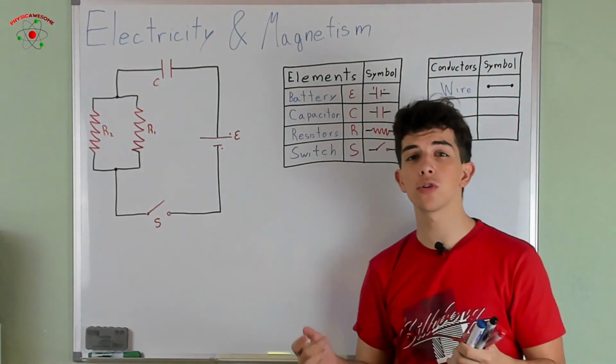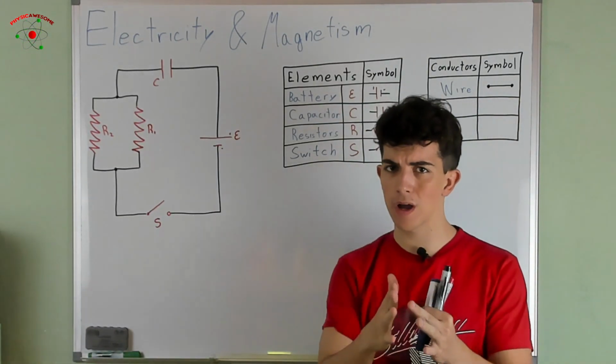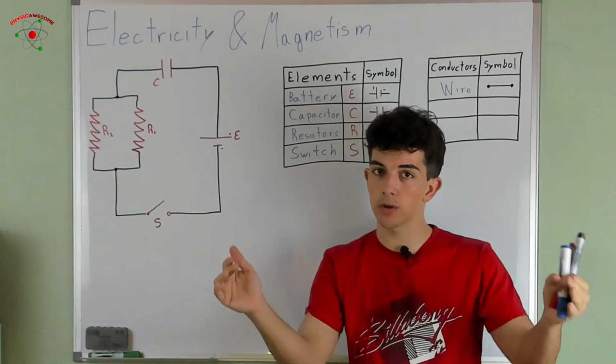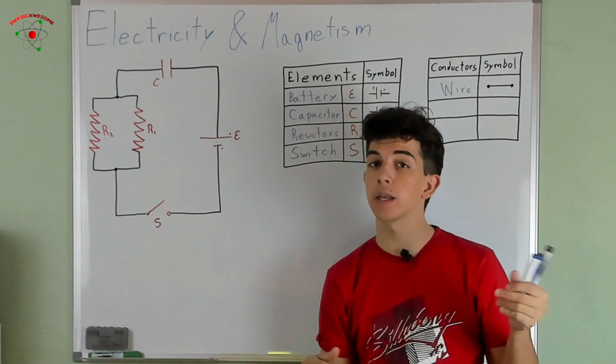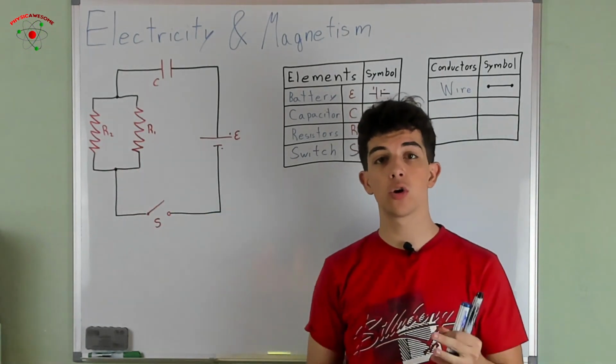Then we also know that circuits not only go in one direction, sometimes they bifurcate and they join back again, and for doing that we need these little elements that are called junctions.